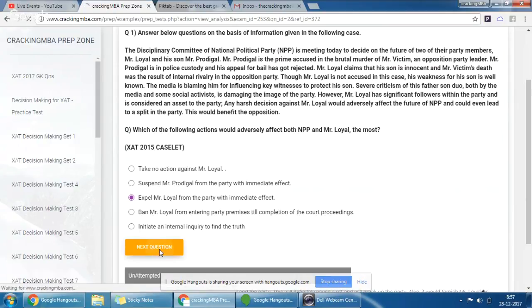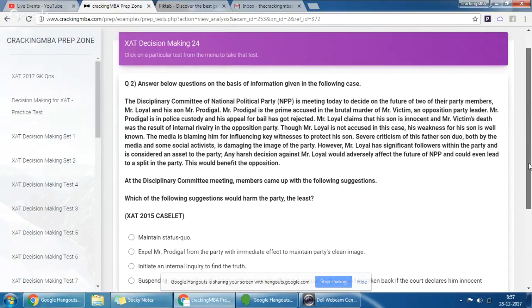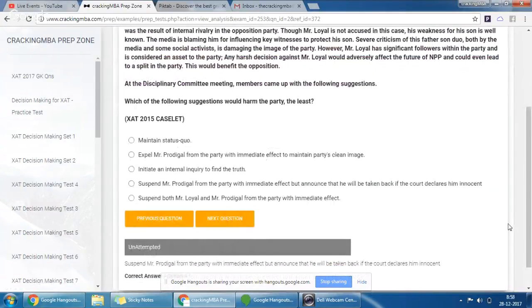Perfect. Let's move to the next one. Here we are saying, which of the following suggestions would harm the party the least? Now, this is a slightly controversial one if you look at it.